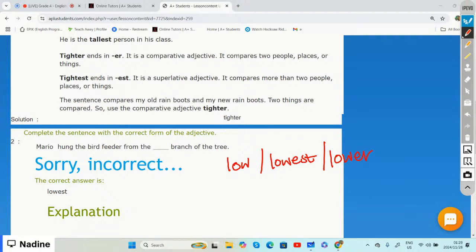And if we were to select our correct answer, then yes, we can say Mario hung the bird feeder from the lowest, meaning that's compared to the whole tree and all the branches on the tree. He then hung it on the lowest, well done, branch on the tree. So well done.